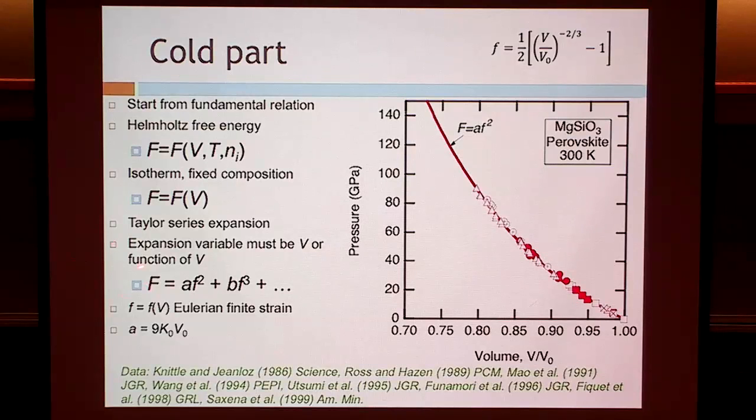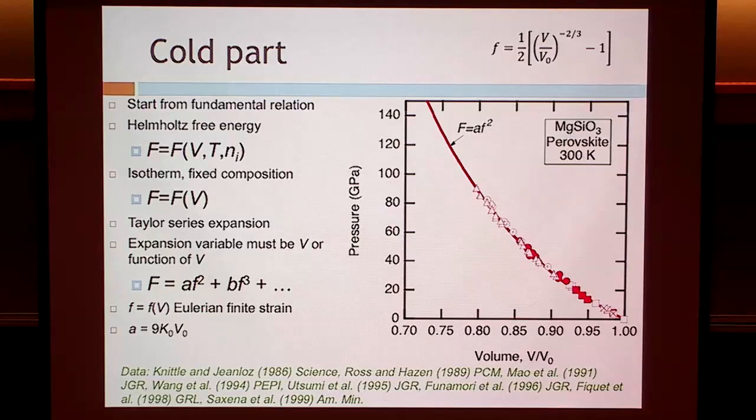Let's expand the Helmholtz free energy in a Taylor series in little f, the Eulerian finite strain. I've left out the linear term because I'm assuming that the reference state is zero pressure, and I've left out the constant term because we'll talk about phase equilibria later. Here we're just interested in the properties of n members. How can we evaluate this choice? One way is to examine the radius of convergence of this Taylor series expansion. If we just cut it off at the first term, how well are we doing?